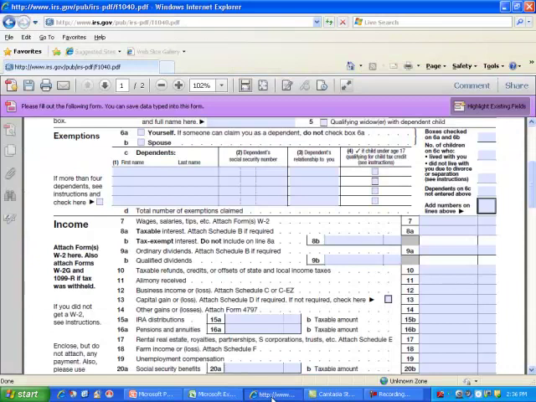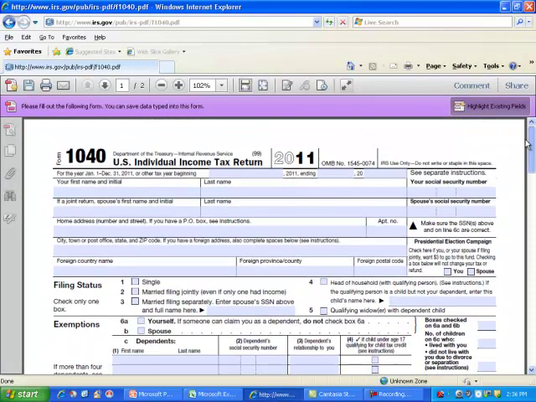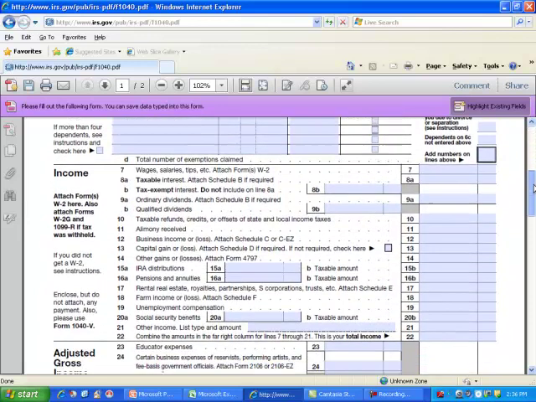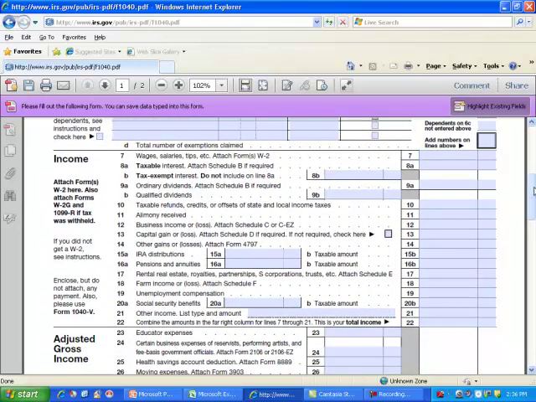Hello, class. I want to talk a little bit about Social Security. This taxation of Social Security is way more complicated than it should be and gives students a little bit of trouble sometimes, so I want to make sure that we clarify a couple of things.